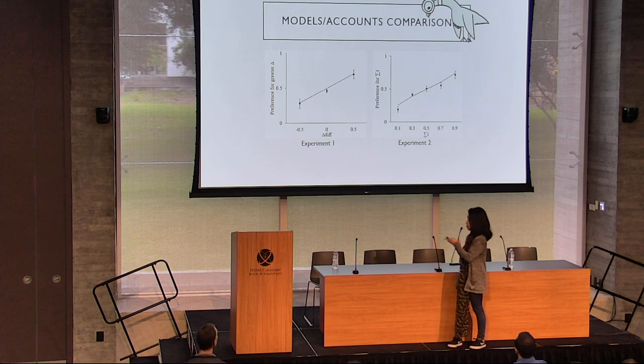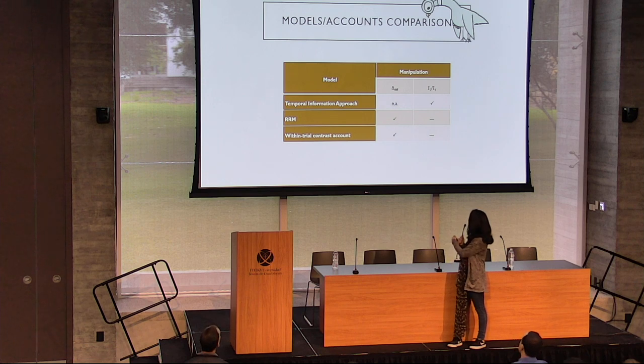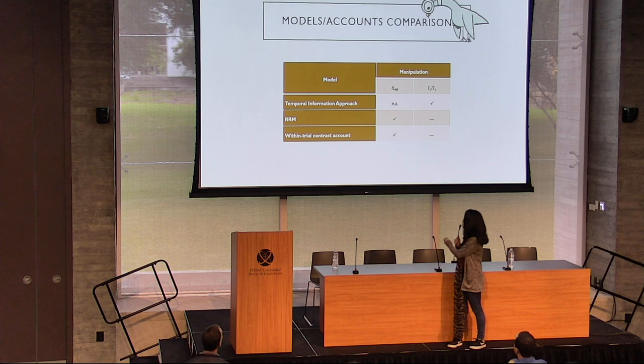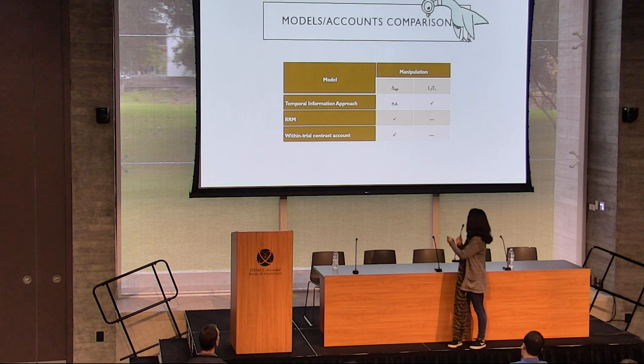Now, what happened with the models that I presented before? We just put a check mark for each of them. This is for experiment one, that is the delta effect, and this is for experiment two, that is the sigma effect. This is in a different order, but it's okay. The temporal information approach was the last one that I presented. As I told you before, they didn't have a way to combine different values. So when we have the 0.75 with the 0.25, they have no way to combine this. It doesn't apply. We don't know what to do with the model. But it predicts correctly the same pattern that we observed with experiment two.